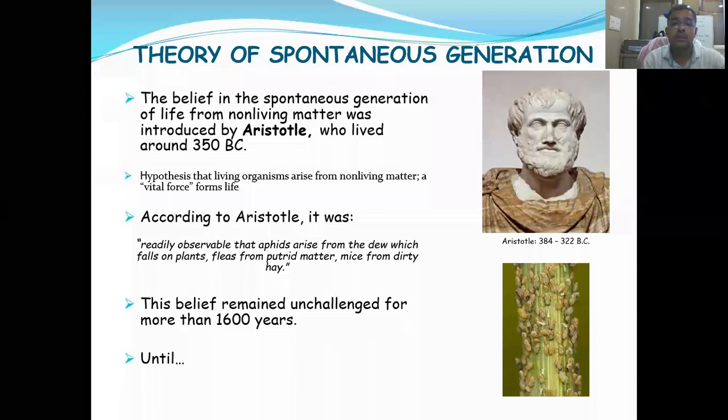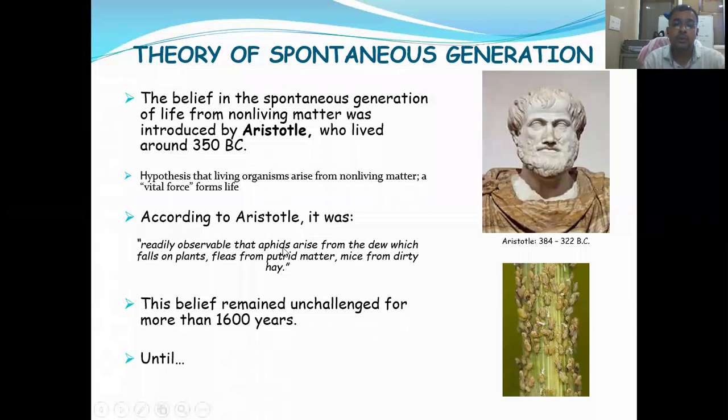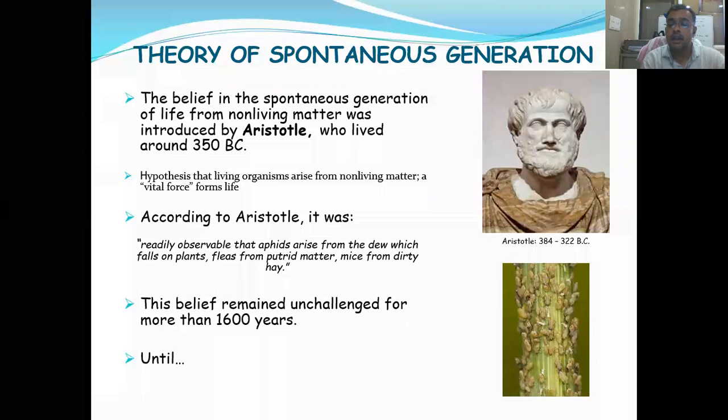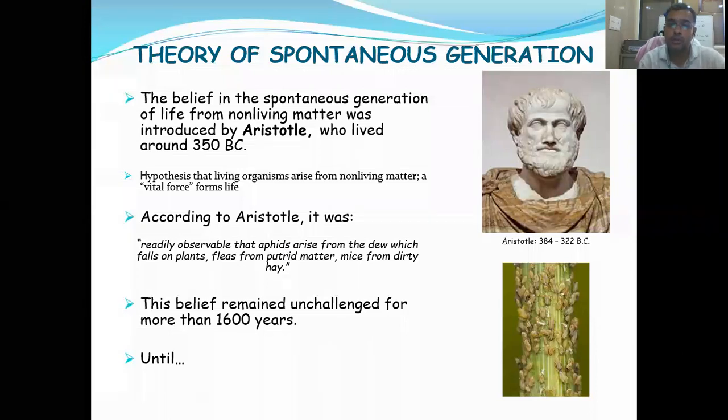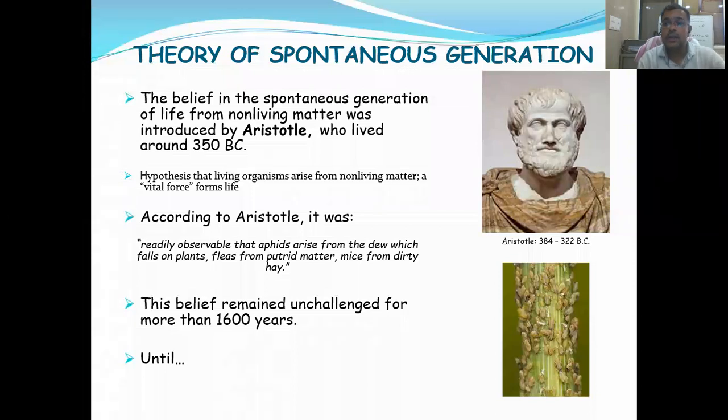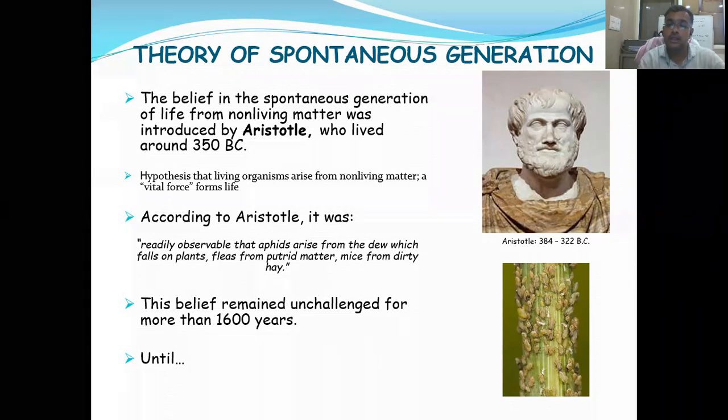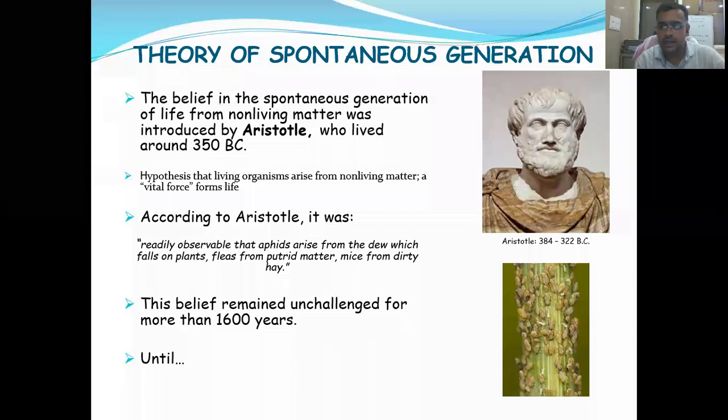And he had given some examples. From putrefied matter, fleas arise. From dirty hay, mice are produced. From fallen plants with dew drops on them, aphids arise. So there are different hypotheses, along with examples he had given, and the spontaneous generation theory was accepted for almost 1600 years without any challenge.